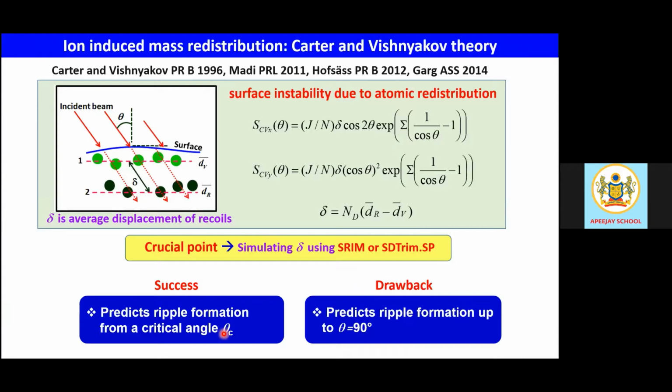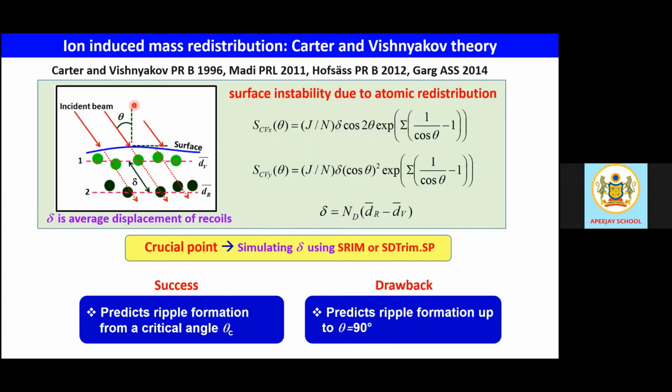A very, very important matter here is its drawback. The drawback is very clear: for both sputter coefficients along the x and y directions, we can clearly see we have this 2 theta term involved, particularly for the x direction directly. This 2 theta term leads to a prediction of ripple formation up to theta equal to 90 degrees.